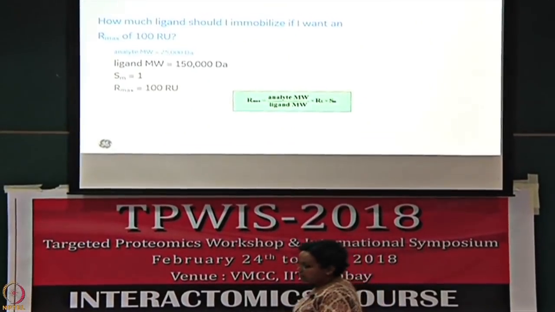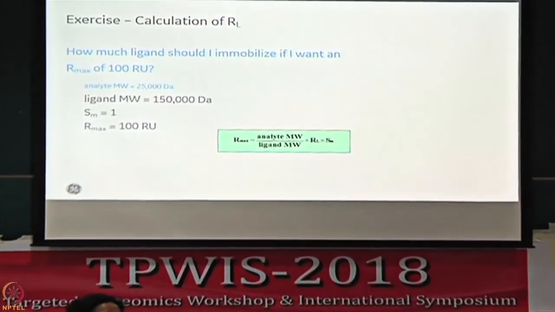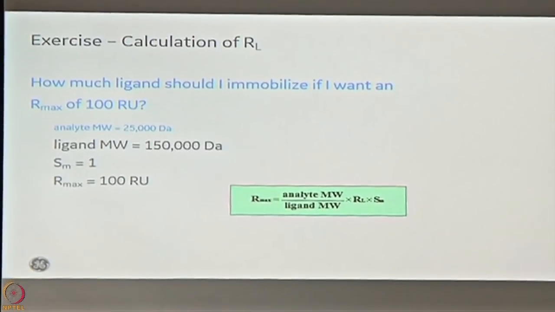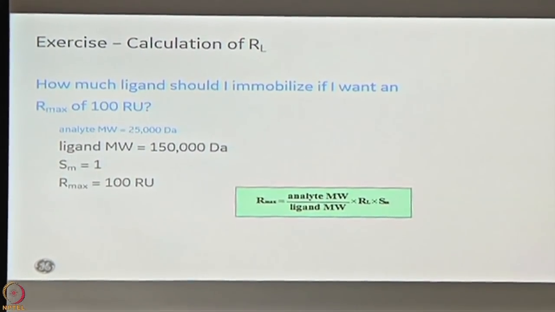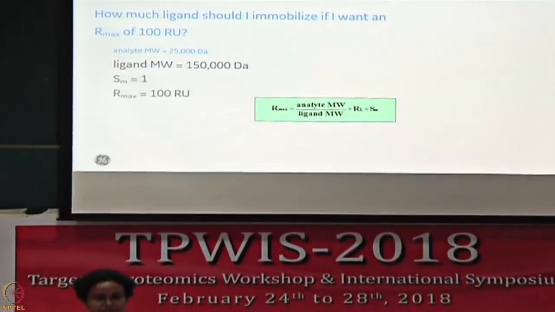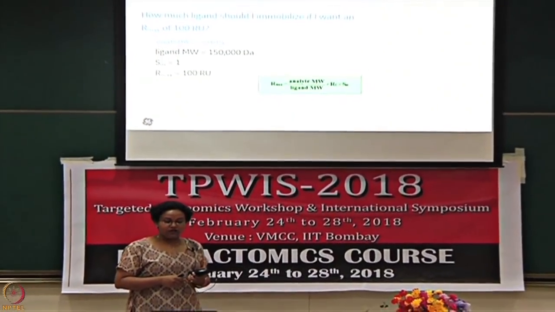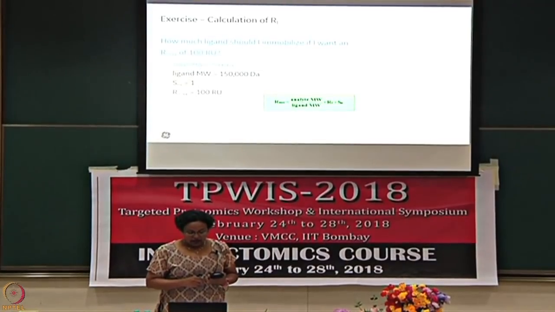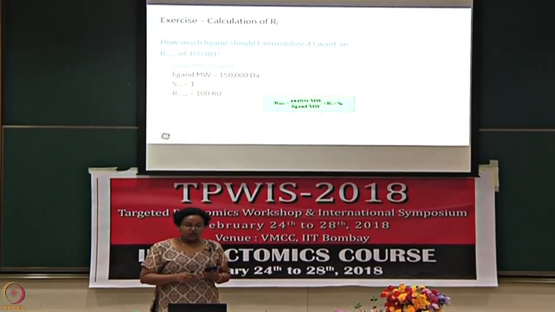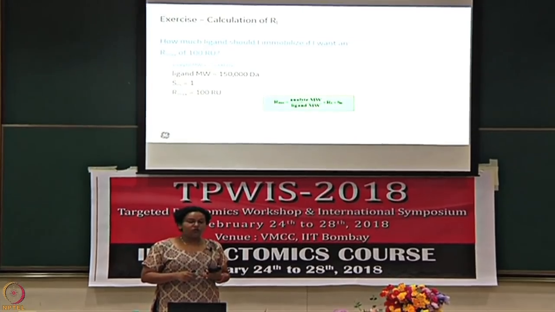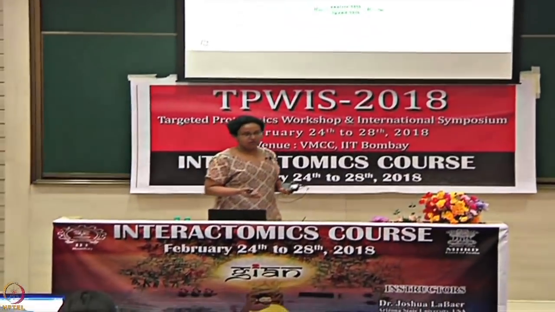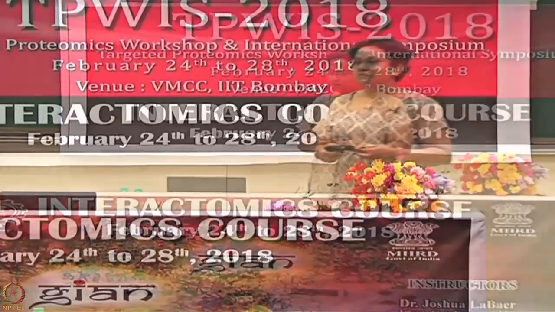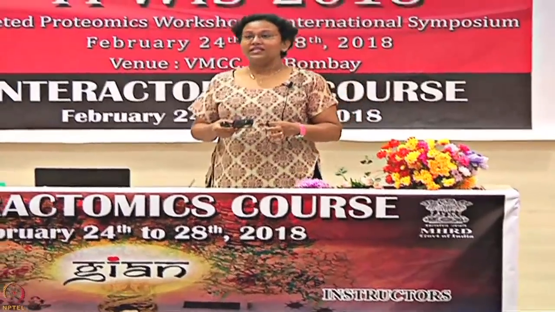There's a small exercise if you would like to do, hopefully it will wake you up if you guys are sleeping. Say we have a ligand that I would like to immobilize, and I would like to work at an Rmax of 100, and the molecular weight of your analyte and ligand are given. Your ligand is like a mAb, 150 kilodalton, your analyte is 25 kDa, stoichiometry is 1, and I would like to reach an Rmax of 500. So how much RL, how much ligand, should I immobilize? Anybody? 600, right.